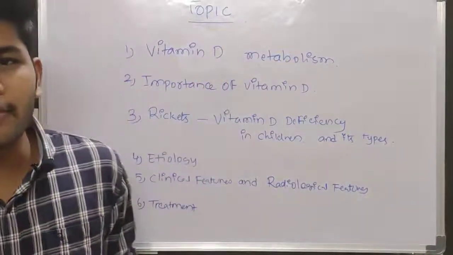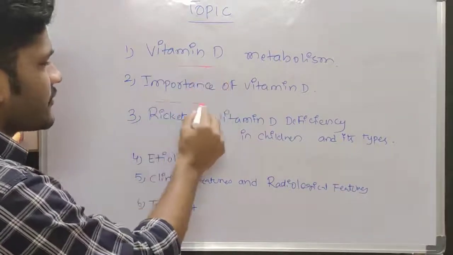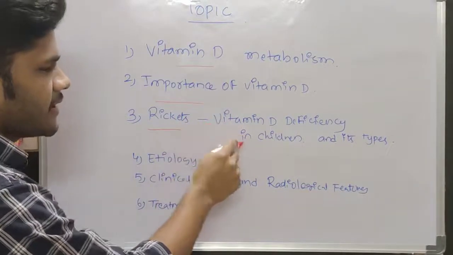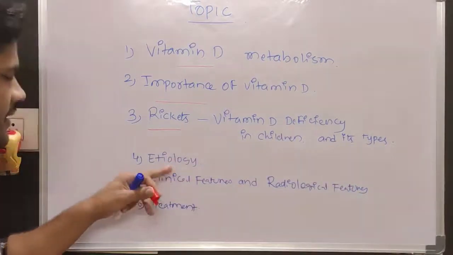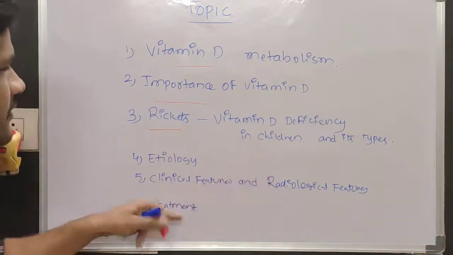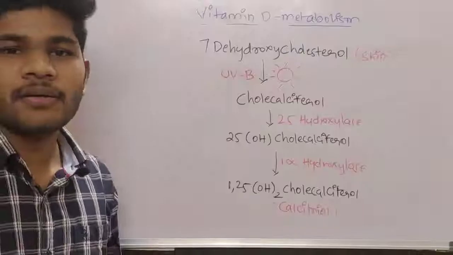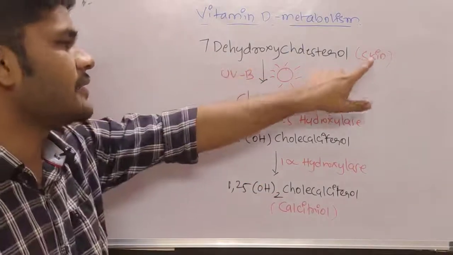In this video I will be talking about vitamin D metabolism and the importance of vitamin D, and rickets, the vitamin D deficiency in children and its types. And apart from that, its etiology, the clinical features, the radiological features, and the treatment for vitamin D deficiency in children. Vitamin D exists in the form of 7-dehydrocholesterol in the skin.